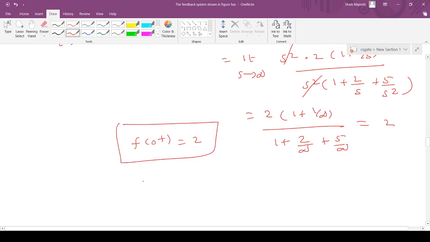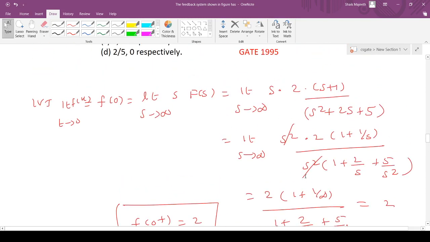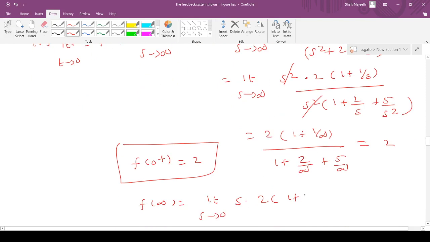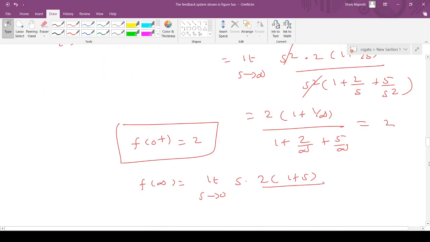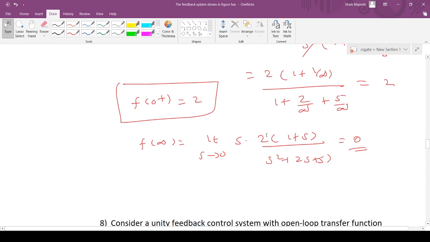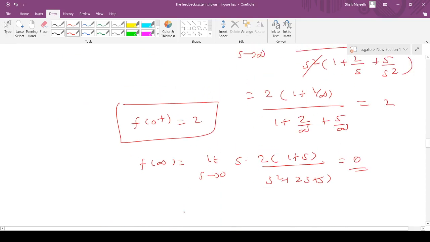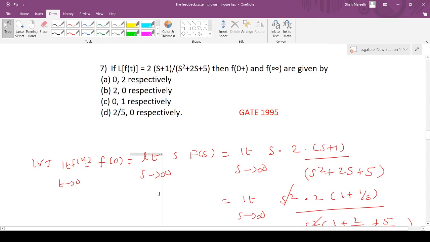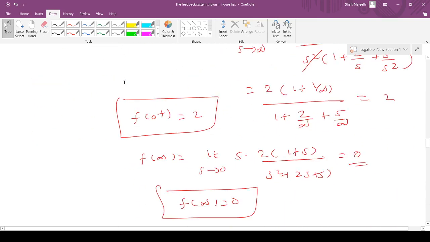What about the final value? F of infinity is limit s tends to 0, s into this one. s into (2s plus 1) divided by (s squared plus 2s plus 5). So s tends to 0 indicates it is 0. So the final value f infinity is 0. So initial value to final value is 2, 0. Option B is the right answer.